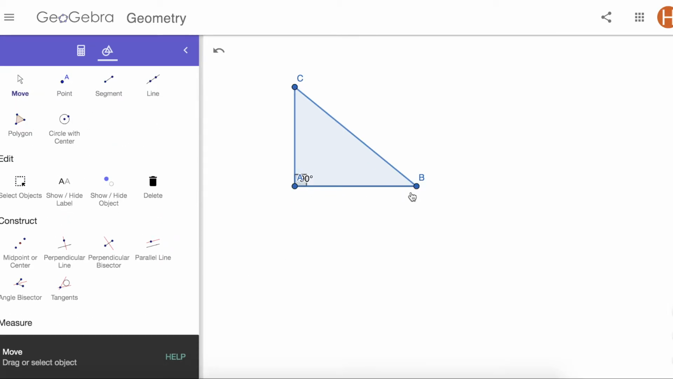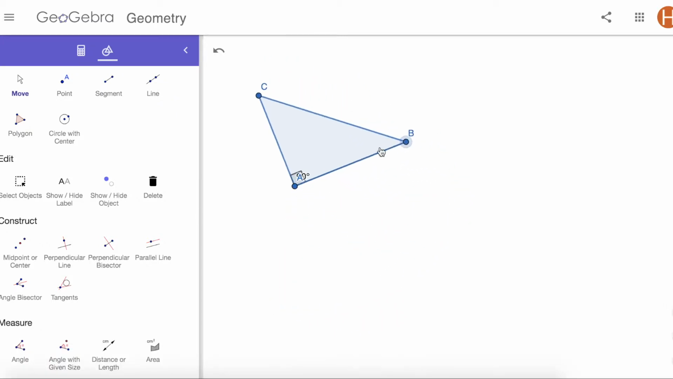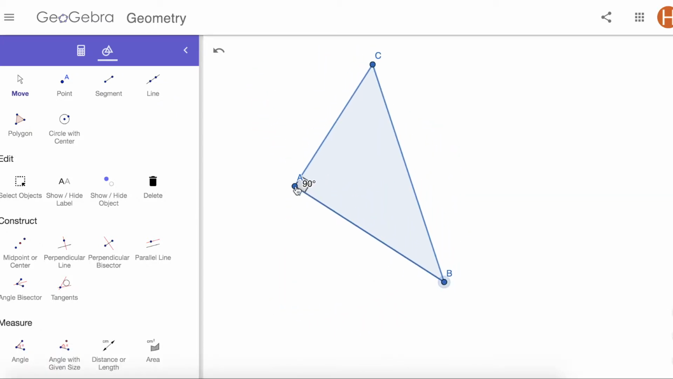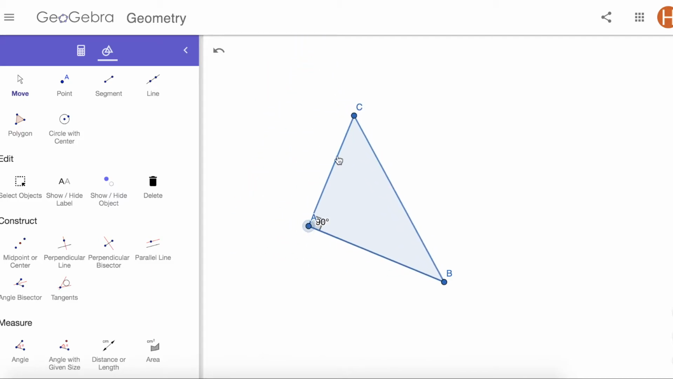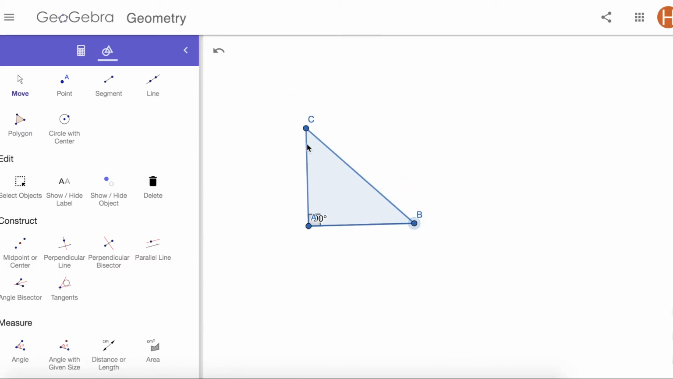Now I'm going to check. No matter how I move it, it's always 90 degrees at this one point. So by constructing a perpendicular line and adding points to the lines to construct a triangle, it will always be 90 degrees.